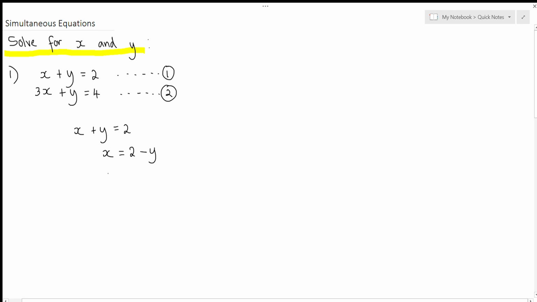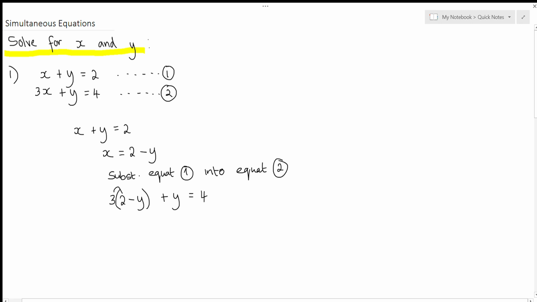Then I'm going to substitute, so this method is basically substitution. I'm going to substitute equation 1 into equation 2. So equation 2 is 3x plus y equal to 4. So wherever you see x, you're now going to substitute 2 minus y. So 3 times x, the value of x is now 2 minus y, plus y equal to 4.